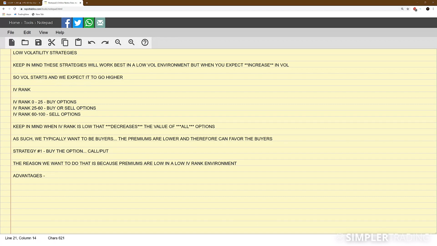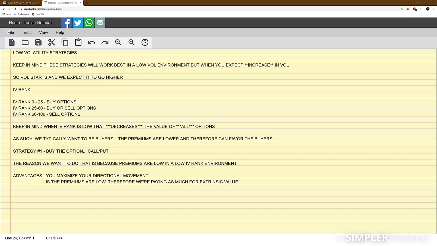Well, number one, you maximize your directional movement. There's really no better way to capitalize on a directional move other than a call or a put. So that is an advantage. Another advantage, given this scenario, is the premiums are low. And that's what we keep coming back to. The premiums are low. Therefore, we're not paying as much for extrinsic. Everybody knows what extrinsic is, right? Extrinsic value. And that's pretty much the two advantages.